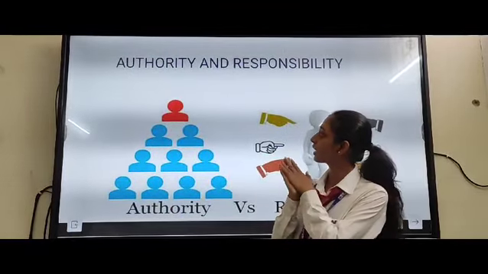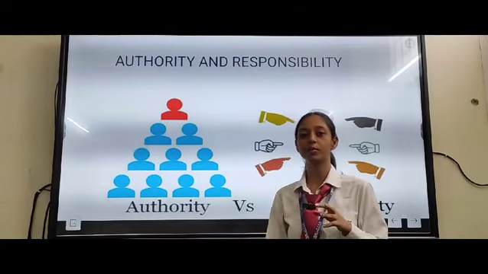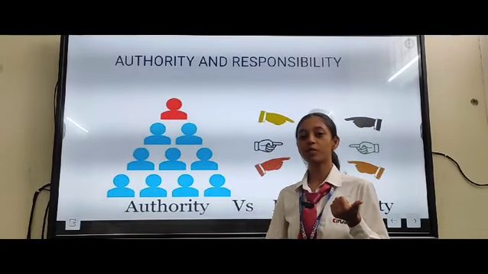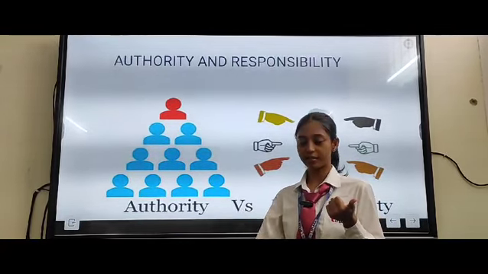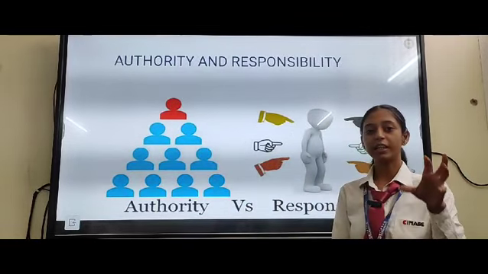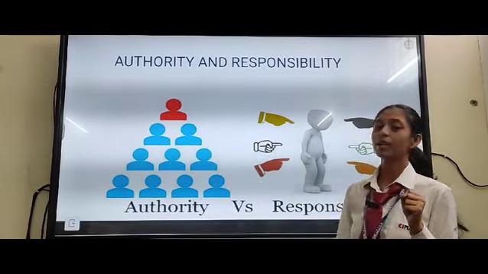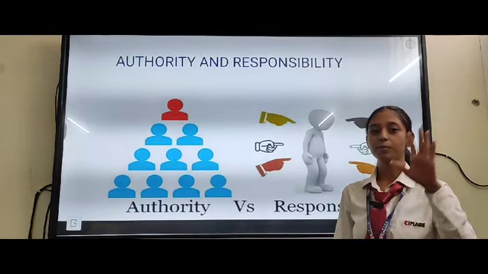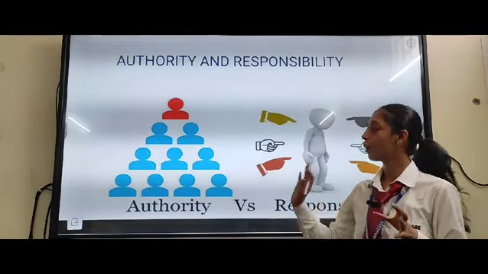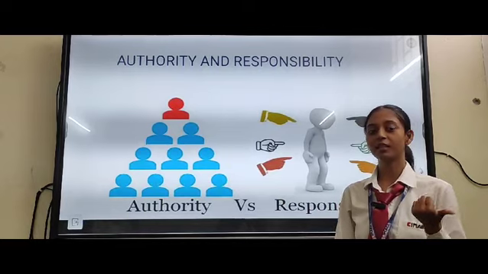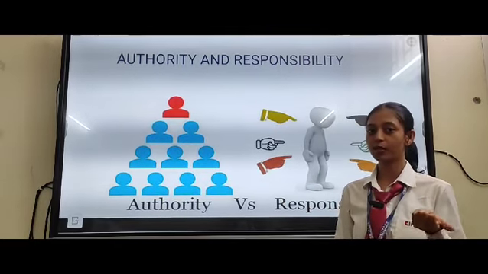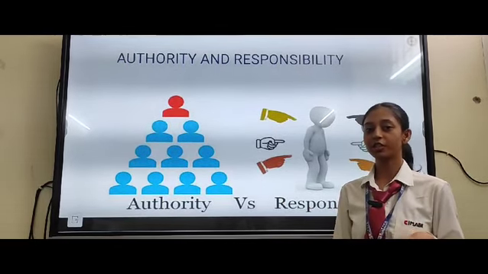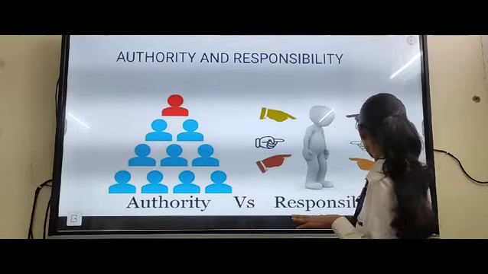Moving to the second principle, that is authority and responsibility. Where authority comes, responsibility arises by itself. So if someone is attaining an authority, he must have the responsibility. For example, the CR of the class has the authority to maintain the class, but at the same time he has a lot of responsibility also, to maintain the CR sheet and to maintain the discipline of the class as well.